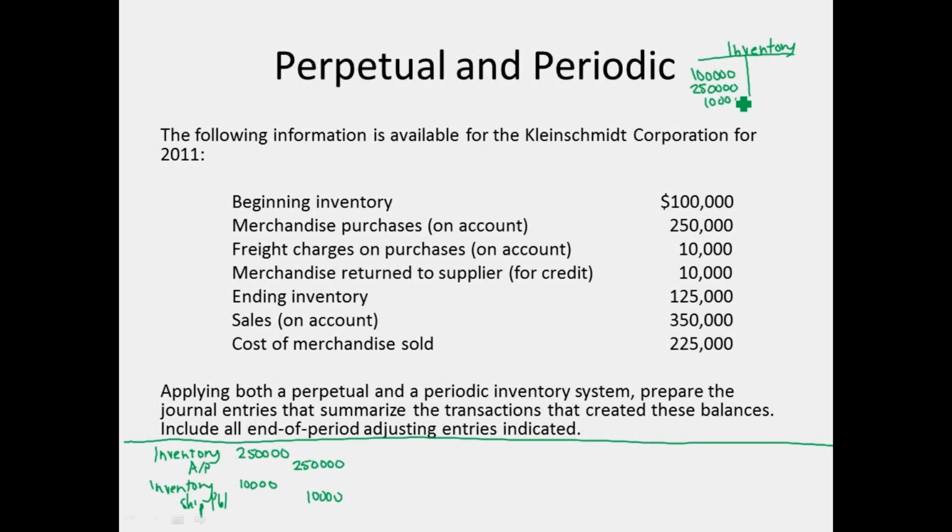I return some of the merchandise to my supplier. What do I do there? My inventory is going down. So I get accounts receivable because they now owe me a refund. But since I haven't yet paid it, I can just net those two off. So what should I do? Well, I can just get rid of some of the payable.